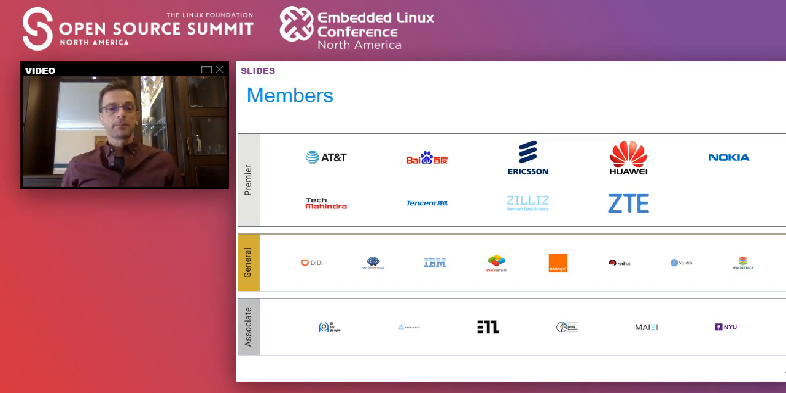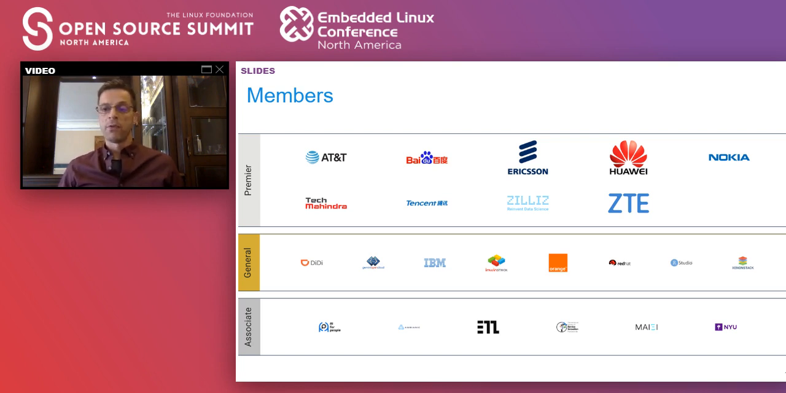In terms of membership, we started with 10 members that were the core members that launched LFAI as an effort. Today we are at 24 or 25 members, and we have three tiers of membership. We have the premier tier, which provides you a board seat. We have the general level of membership, and we have what we call the associate member level, which is a free membership for universities, not-for-profit organizations, and research labs.